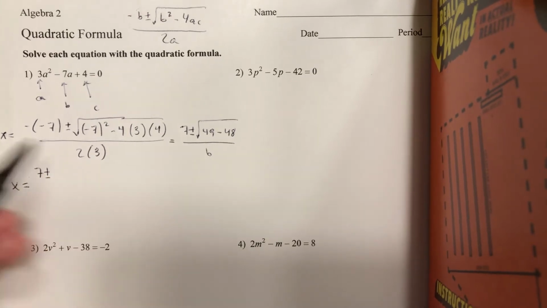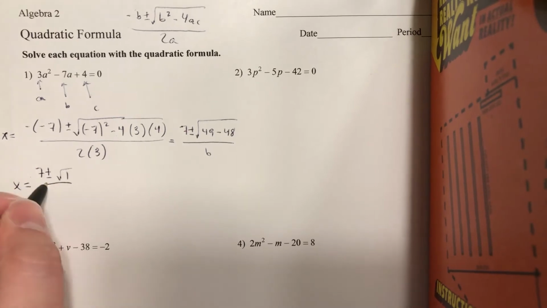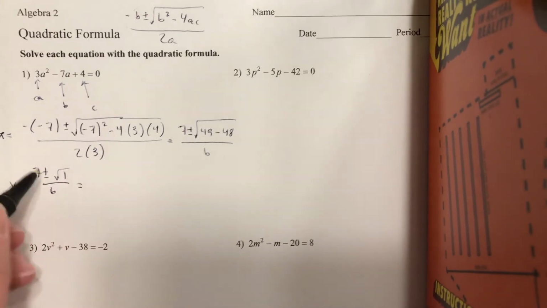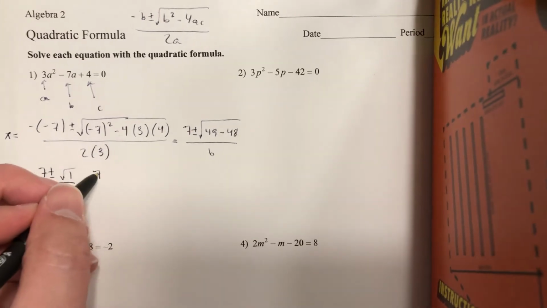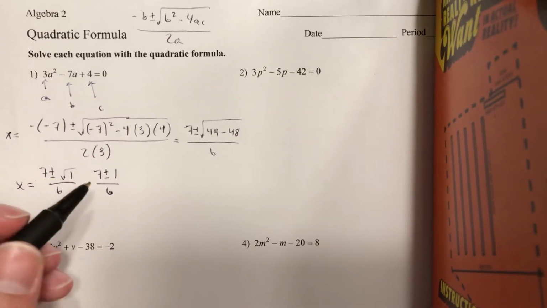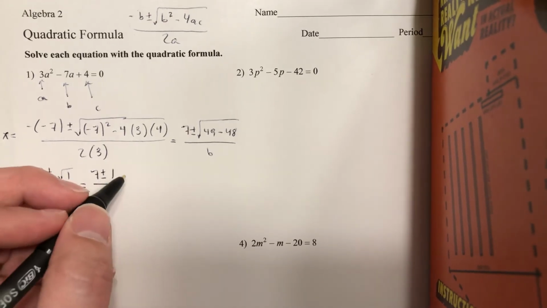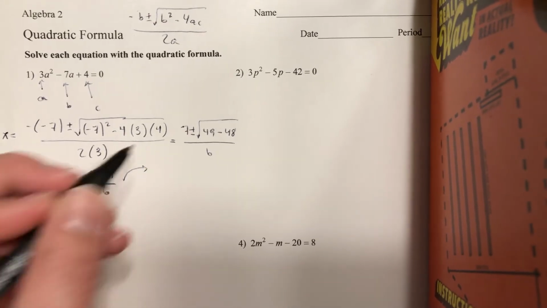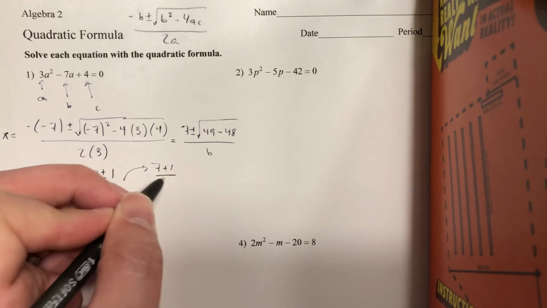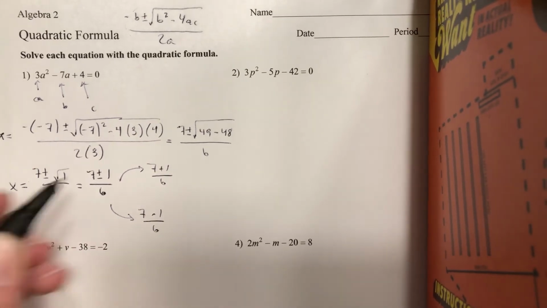So I have 7 plus or minus in the front, and 49 minus 48 is the square root of 1 over 6. Well, the square root of 1 is just 1, right? So this is 7 plus or minus 1 over 6. And now we have our two different answers we can list. We have a plus and minus going on. So this is where we have a divergence. So we have the 7 plus 1 over 6, and then the 7 minus 1 over 6.